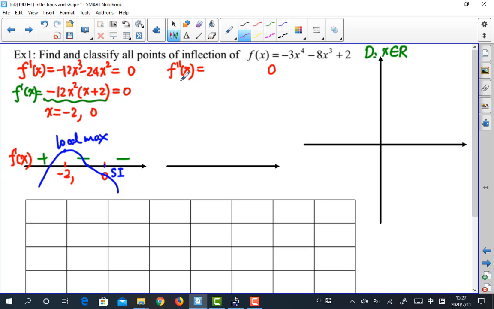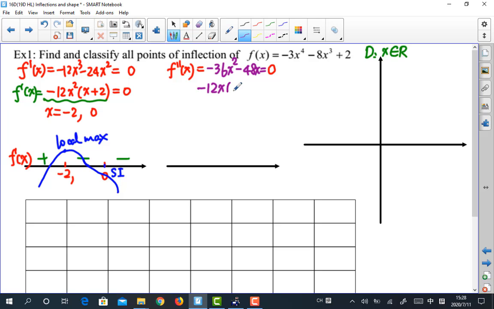The second derivative can be found from the first derivative. So we should have negative 36x squared minus 48x equals 0. Let's solve this equation. We still can solve this equation through factoring.